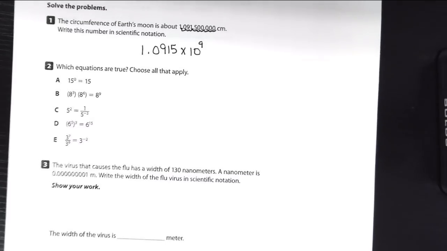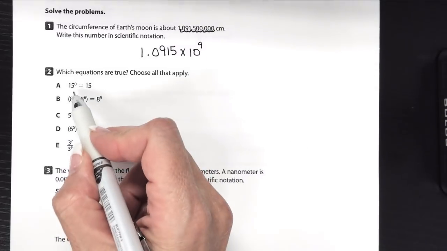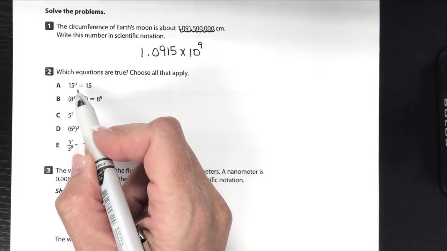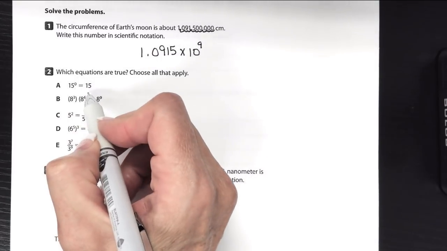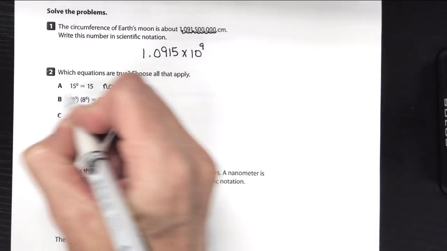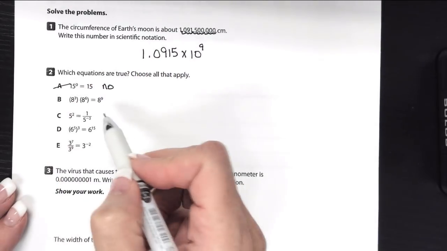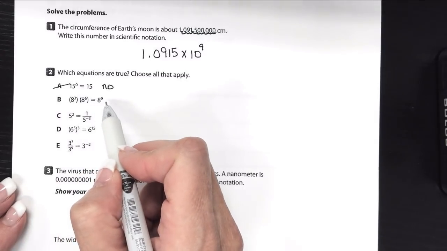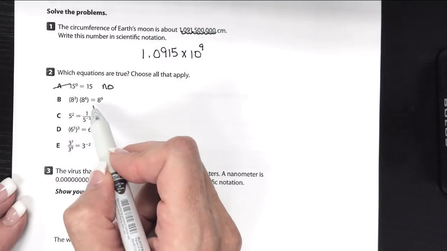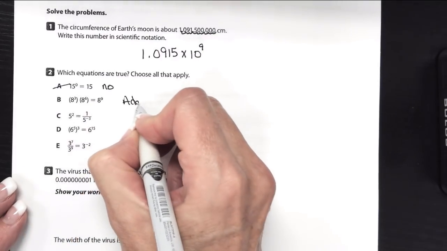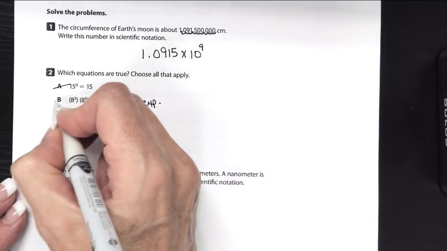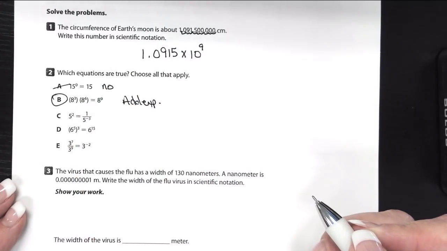All right, number 2, it says choose all that apply. Which equations are true? 15 to the 0 power equals 15. What is any number to the 0 power? 1. So does 1 equal 15? No. All right, 8 to the 3rd times 8 to the 6th equals 8 to the 9th. Remember, when you're multiplying with the same bases, we add exponents. 3 plus 6 equals 9, so yes, that one will work.